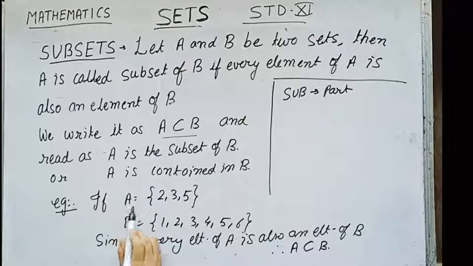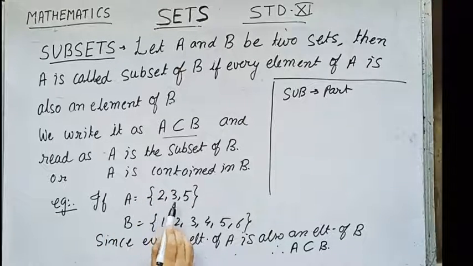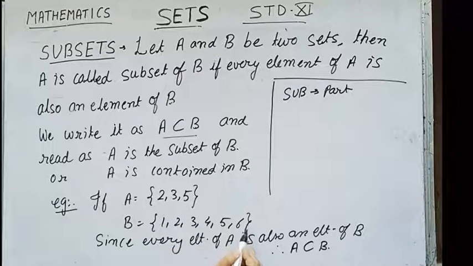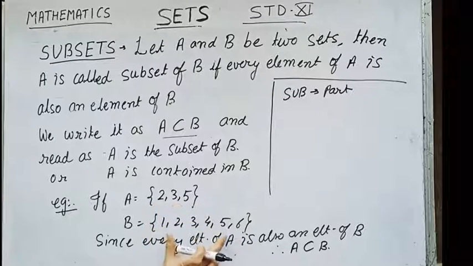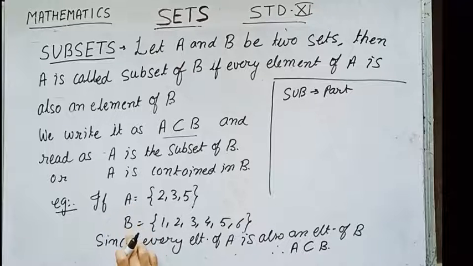Suppose set A is equal to the set containing 2, 3 and 5, and set B is equal to the set containing the elements 1, 2, 3, 4, 5 and 6. Then obviously each element of A is also an element of B. That is, the elements of A are contained in the set B. So we can say that set A is a subset of set B.